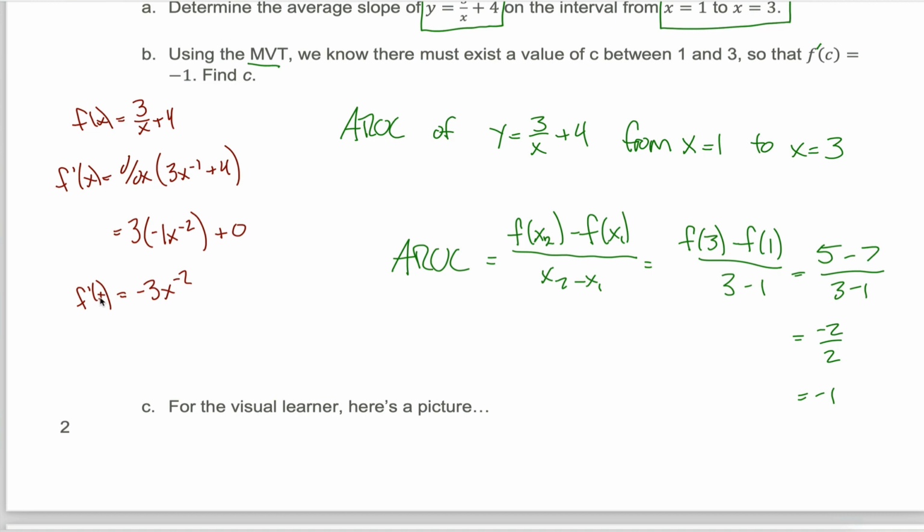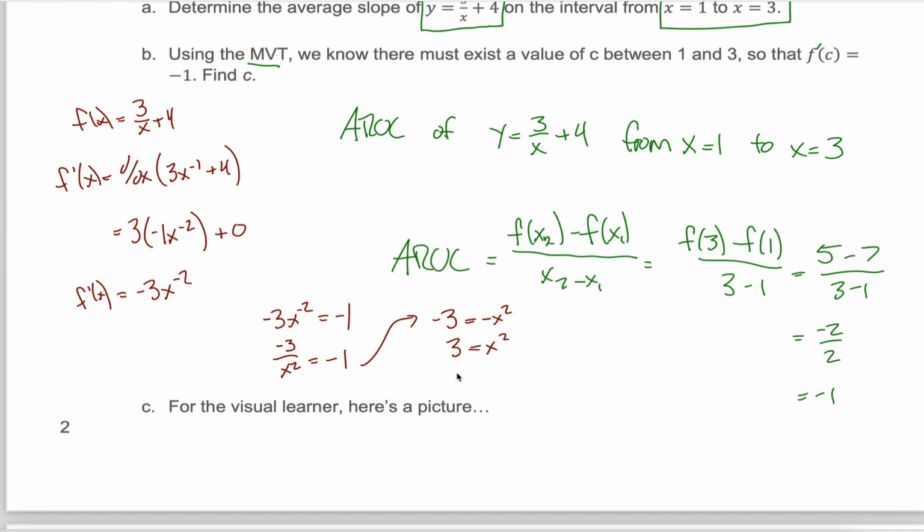What I want to figure out is what value of x will make this derivative equal to the average rate of change, negative 1. That's easy enough. I just take negative 3x to the negative 2, set it equal to negative 1, and solve. To solve this, it might help to write the equation without negative exponents. So note that negative 3x to the negative 2 power is the same as negative 3 over x squared, and that equals negative 1. So to solve this for x squared, maybe I'd multiply the x squared up to the top right-hand side and get negative 3 equals negative x squared. If I multiply both sides by negative 1, I get 3 equals positive x squared.